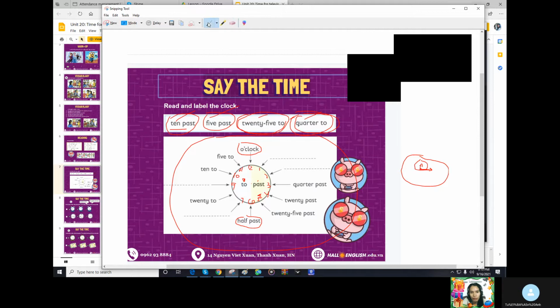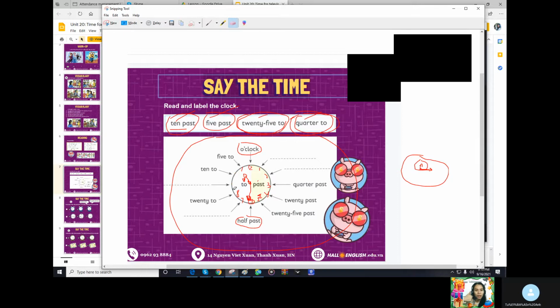How about if I draw this picture? Wait a moment. This is 8, okay? What if I draw this one? This is the short hand and this is the long hand. What time is it? It's 11:30. Okay, very good.